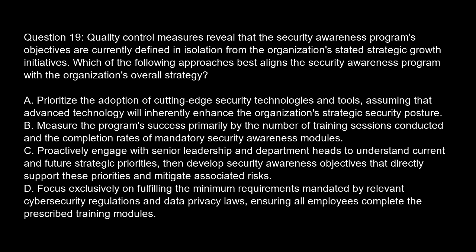Option B. Measure the program's success primarily by the number of training sessions conducted and the completion rates of mandatory security awareness modules. Option C. Proactively engage with senior leadership and department heads to understand current and future strategic priorities. Then develop security awareness objectives that directly support these priorities and mitigate associated risks. Option D. Focus exclusively on fulfilling the minimum requirements mandated by relevant cybersecurity regulations and data privacy laws, ensuring all employees complete the prescribed training modules.